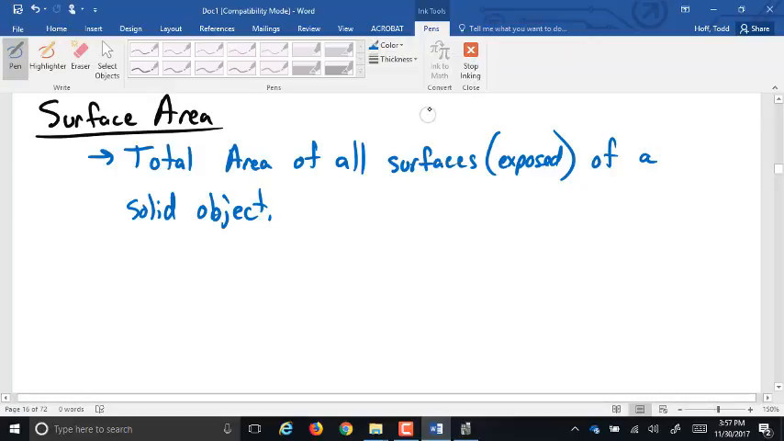If I have two pieces that are together, let's say I have something like this, where I have a box with another little box sticking out. That little surface here that's covered by this little box on it, that's not surface area because it's not exposed. Does that make sense? It's covered up with another part of the object.